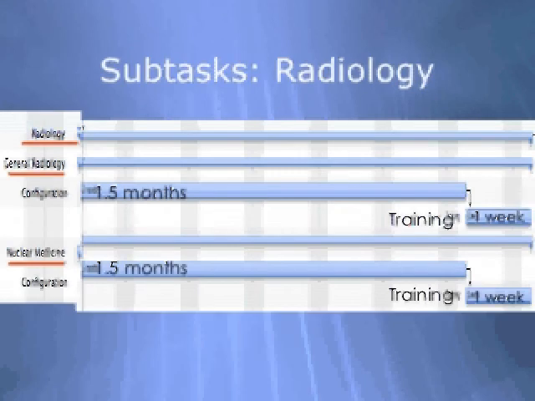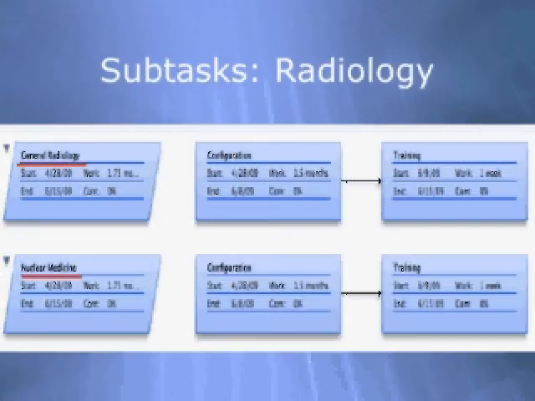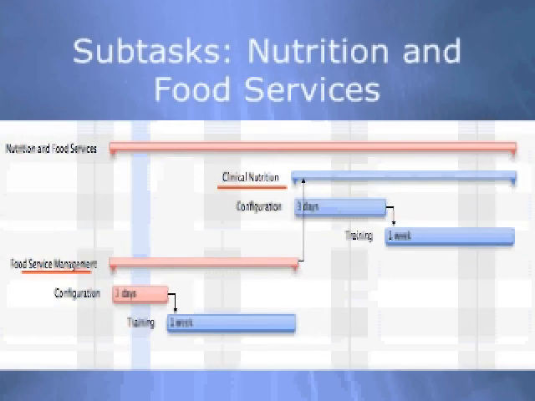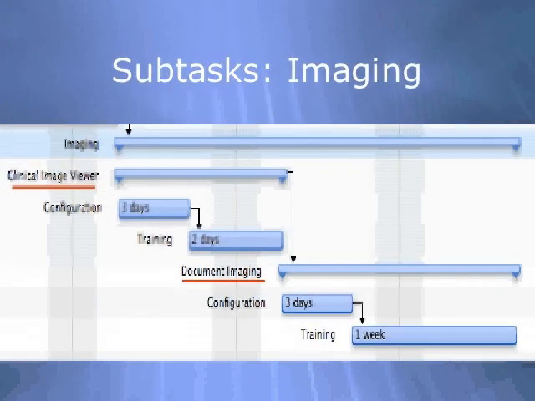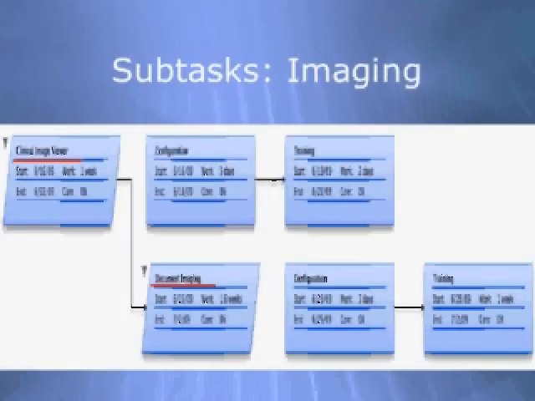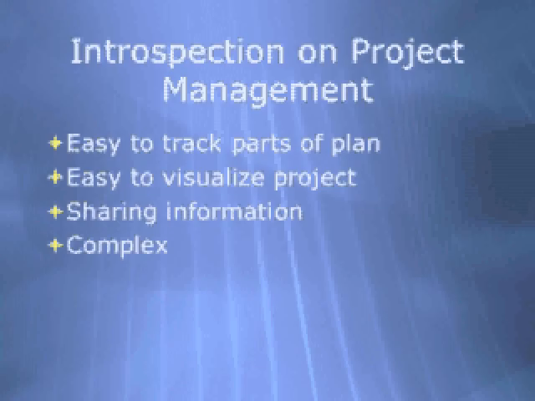Radiology has very few subtasks, so I've illustrated the subtasks for radiology using an additional flowchart instead of a chart. Here's another flowchart for the radiology subtasks. Here are the subtasks for nutrition and food services, also in flowchart form. Here's an additional flowchart for nutrition and food services. Here are the subtasks for imaging. And here is another flowchart for imaging subtasks.